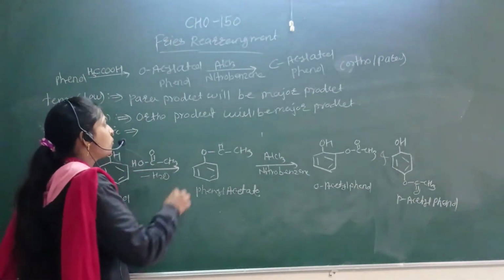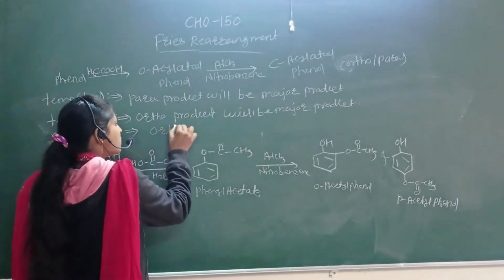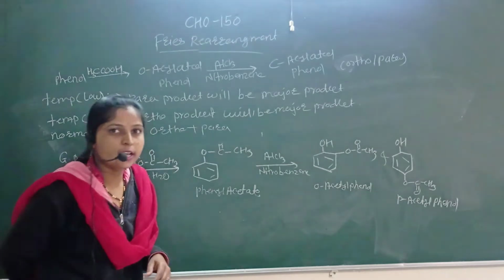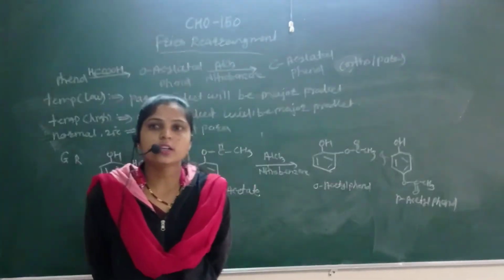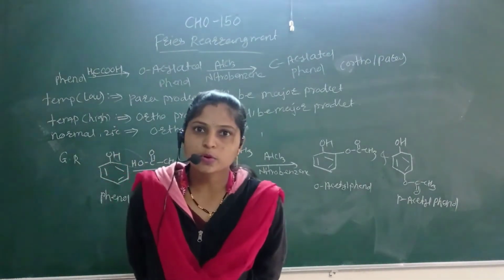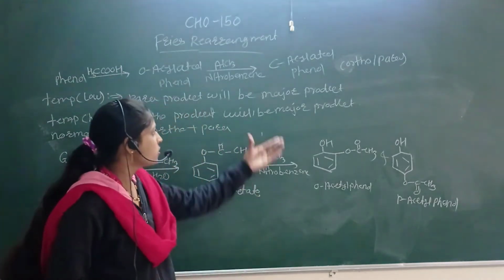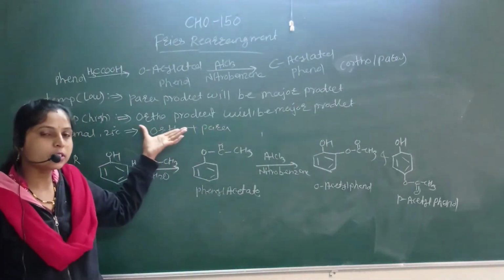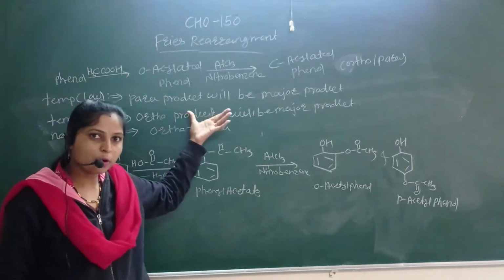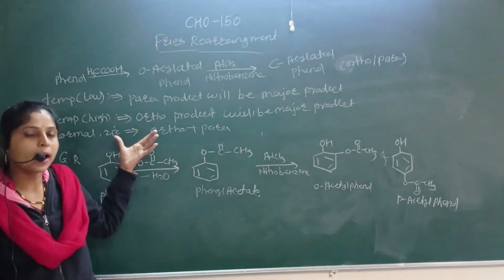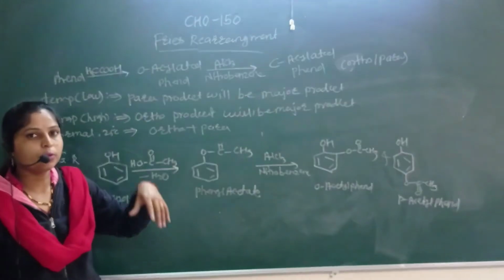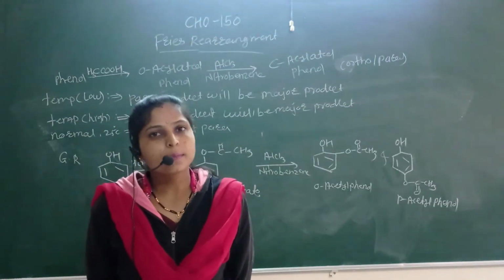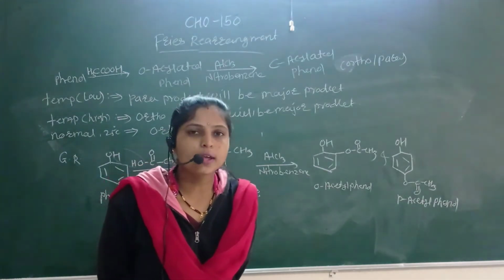So the formation of the product will be ortho plus para. If you understand in which condition we obtain the para product or the ortho product, remember these two things very well. At low temperature, the para product will be obtained, at high temperature, the ortho product will be formed, and at normal temperature, both the para plus ortho products will be obtained.